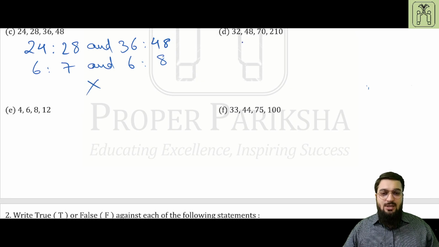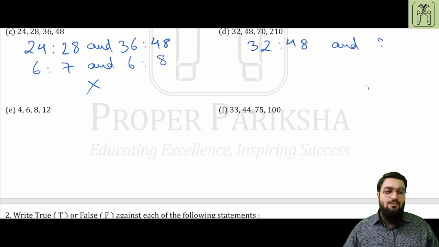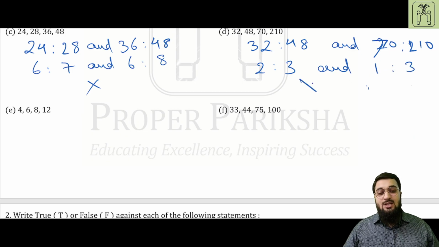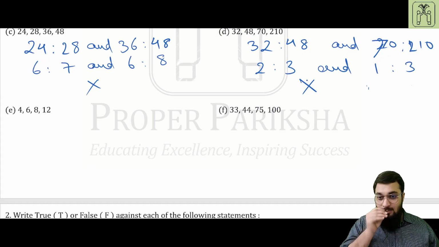Coming to the next part, that is part D. So 32 is to 48 and 70 is to 210. So 32 and 48, how can they be written? 16 twos are 32 and 16 threes are 48. So this will be 2 is to 3. And here it will be written 70 and 210. This will be 1 is to 3. And therefore, they are not in proportion.